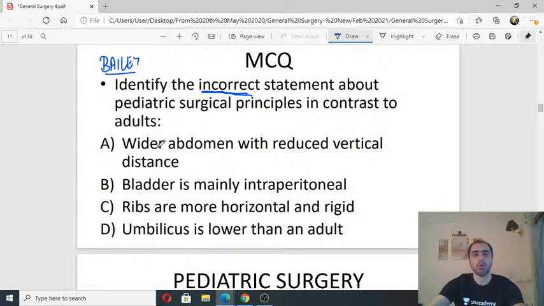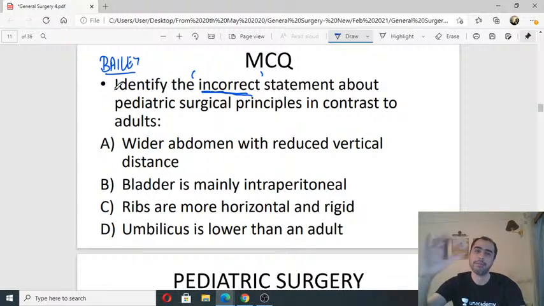Right? So, does a child have a wider abdomen with reduced vertical distance? Bladder is mainly intraperitoneal. Ribs are more horizontal and rigid, and umbilicus is lower down than in an adult. Achha. Datesh and Pratik are both going for umbilicus is lower than in an adult. You are saying this is wrong. I have asked for the incorrect statement. So whatever you are saying, please keep in mind you are committing that the other statements are correct. Okay, and this is a very basic level question.